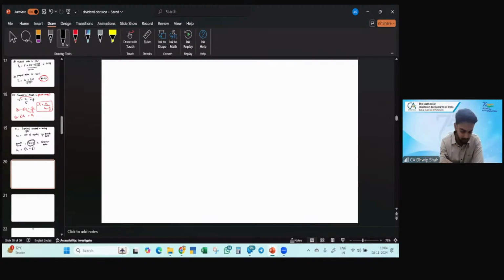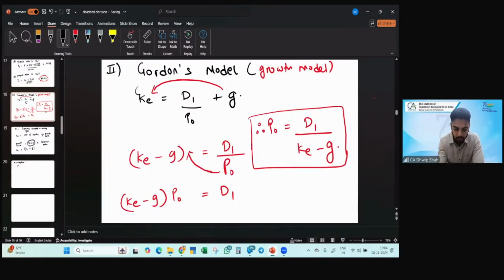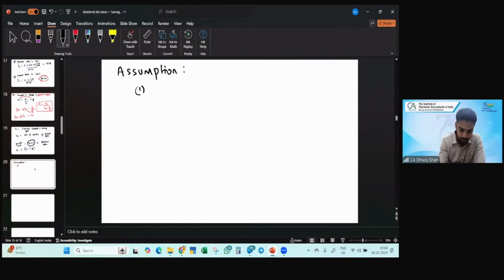Okay? Again, just like Walter, we also have certain assumptions for Gordon. Assumption number one: KE remains constant. Growth rate remains constant.